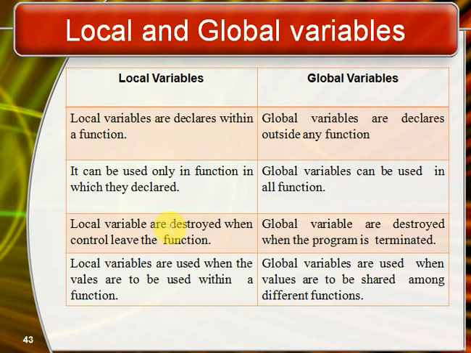The third difference between local and global variables is that local variables are destroyed when control leaves the function. However, global variables are destroyed when the program is terminated. That means the lifetime of a global variable is till the termination of the program, and the lifetime of a local variable is till the control leaves the function. The fourth difference is that local variables are used when the values are to be used within a function, and global variables are used when values are to be shared among different functions. That means local variables are non-shareable and global variables can be shared.